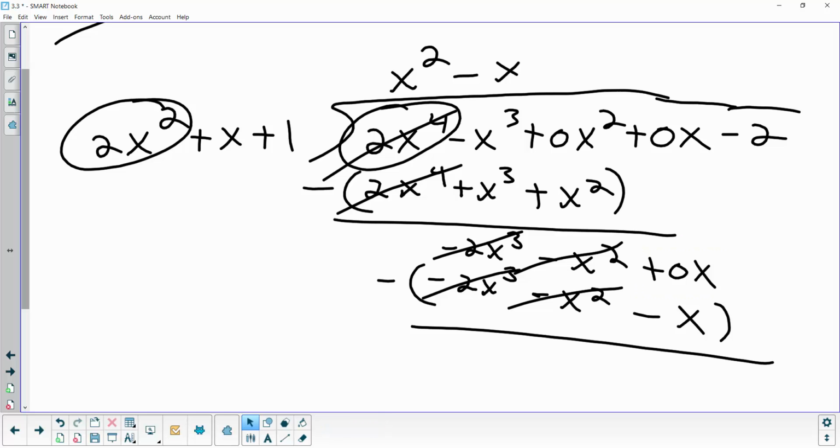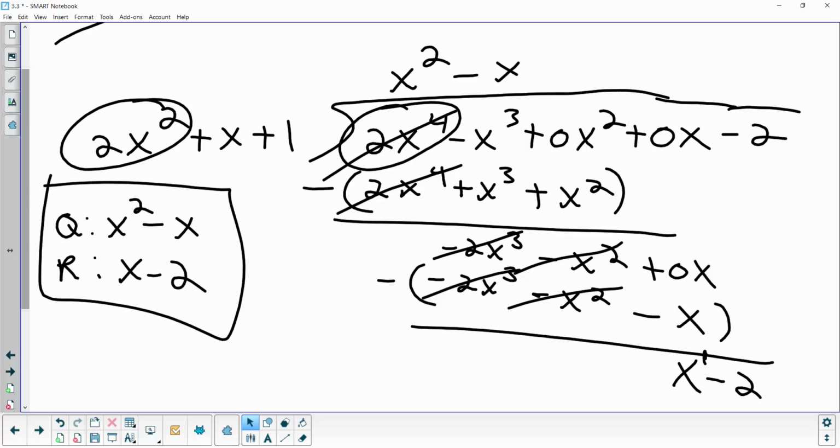The last part, Chris, 0x minus x. Negative x. Bring down the negative 2. But now, the degree of what I have left here is a 1. The degree of what I have on the outside is a 2. 2 doesn't go into 1. You can't do that because 2 is bigger. So I'm done. My quotient is x squared minus x. My remainder is x minus 2. And I'm only writing the answer this way. I didn't do it the other way. Okay, any questions on how?